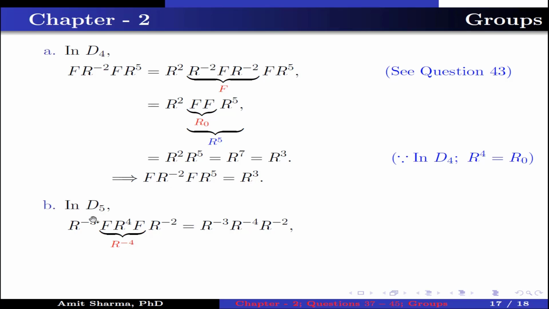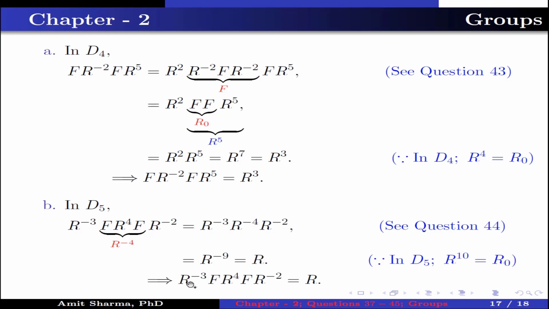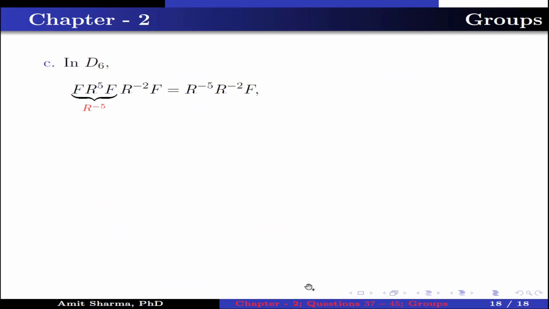Part B, in D5, we have to find the value of R minus 3 F R4 F into R minus 2, which is further written as R minus 3 R minus 4 R minus 2. Why is it so? Because the value of F R4 F is equal to R minus 4. Why is it so? For this, see question number 44, which is further written as R to the power minus 9, which is equal to R. Why is it so? Because in D5, R10 is equal to R naught. This implies R minus 3 F R4 F R minus 2 is equal to R.